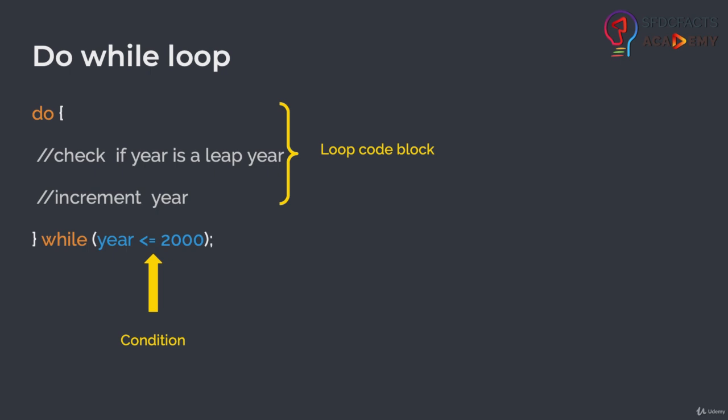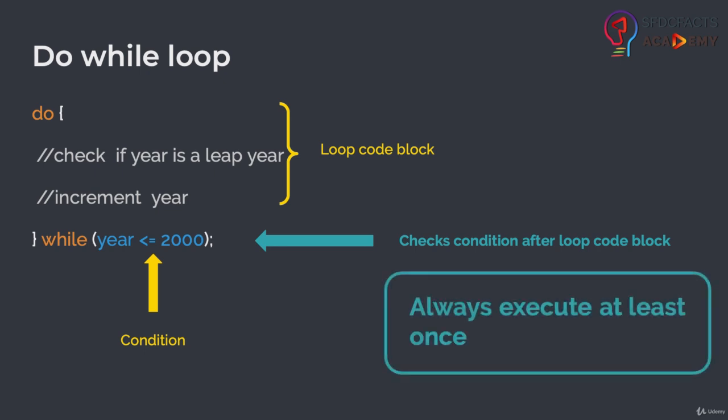The one key thing that we need to notice in a do while loop is that it checks for the condition after the loop code block. This means your do while loop will execute at least once. So even if your year's value is, let's say, 2001 in the beginning itself, still your loop code block will execute at least once, and then for the next time the condition will fail and it won't execute. So a do while loop always executes at least once.